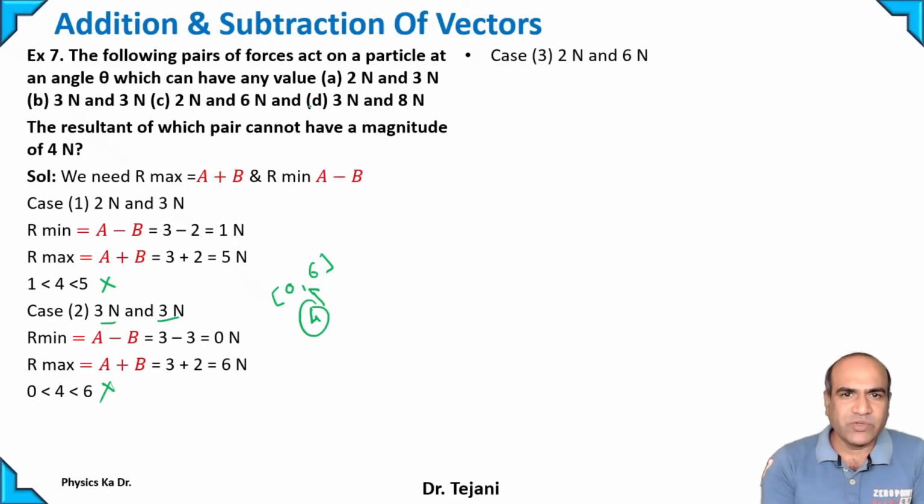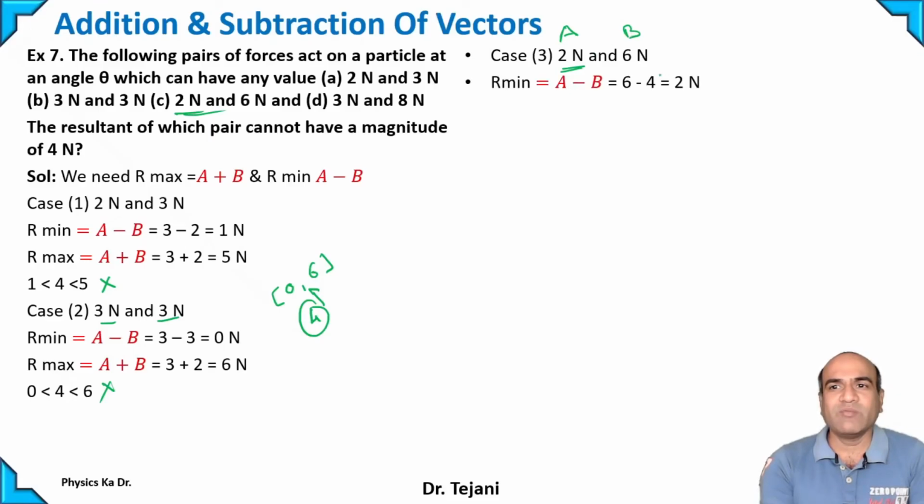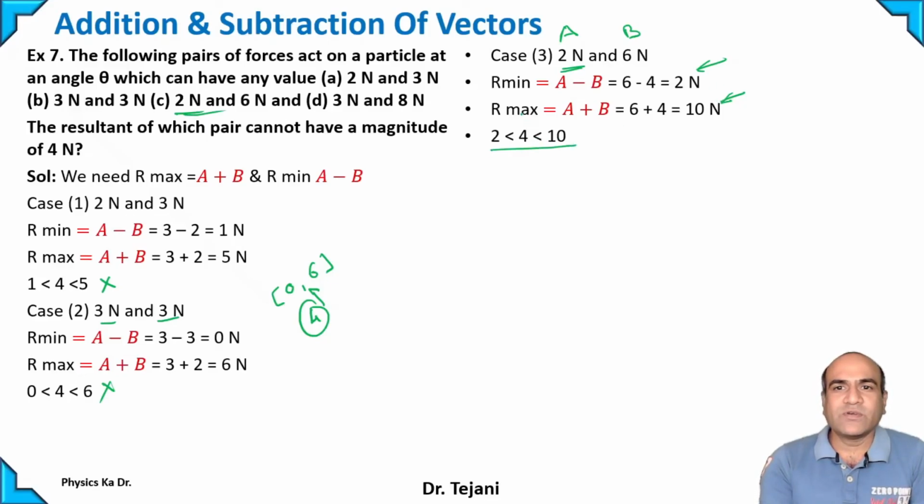Let's check case number 3. So A is 2 Newton, B is 6 Newton, minimum will be 2 Newton, maximum is 10 Newton. So yes, R can have 4 because it is in between maximum and minimum value. So this answer is also incorrect.